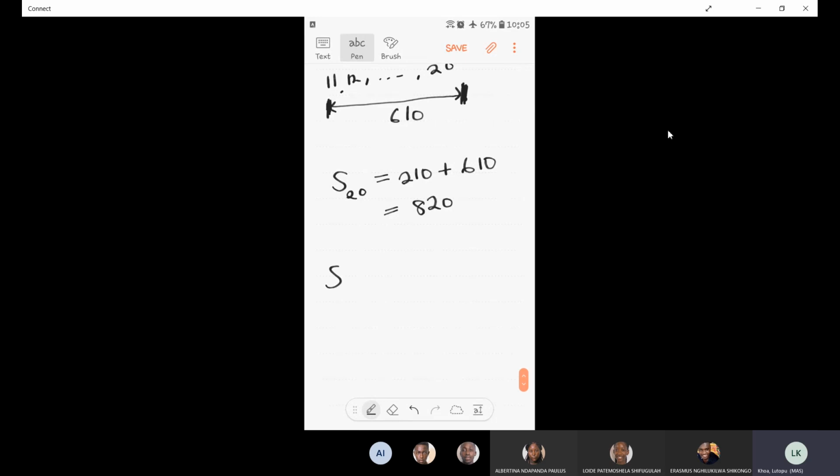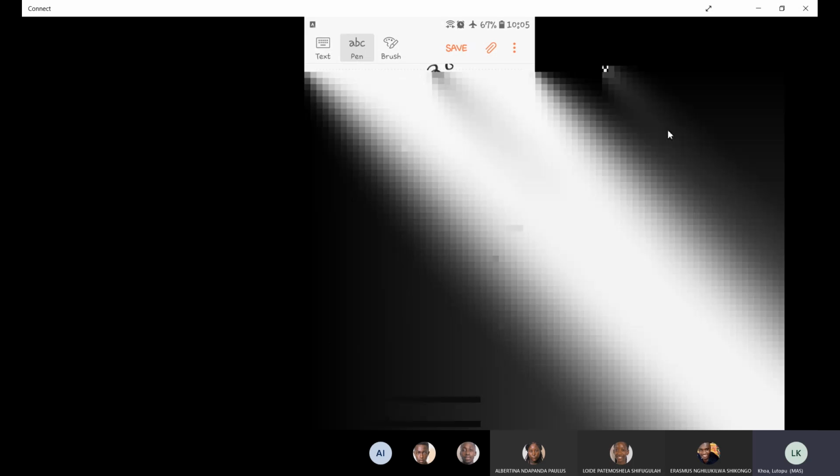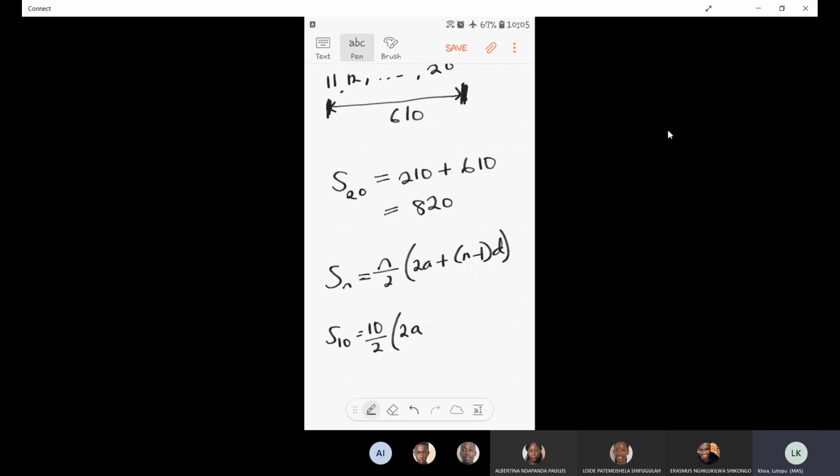Then what I do is I will use the formula for Sn. So I know that Sn is equal to n over 2 times (2a plus (n minus 1) times d). Now I know what n is. So the first one I have S10. This is 10 over 2 times (2a plus (10 minus 1) times d), and this is equal to 210. That is given to us in the question.